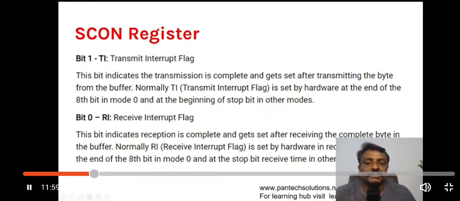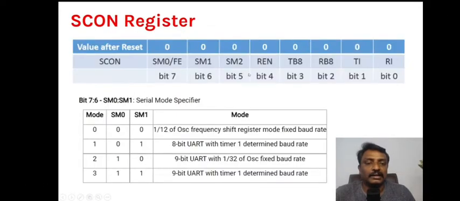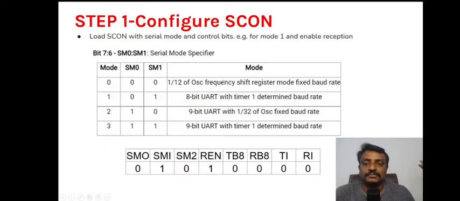This will be set by the 8051 itself. The transmit interrupt flag will be set by the hardware, and the receive interrupt flag will also be set by the hardware. So we are not going to use that. We are going to use 0, 1, and then REN is 1, so 0, 1, 0, 1, and all these 4 zeros.